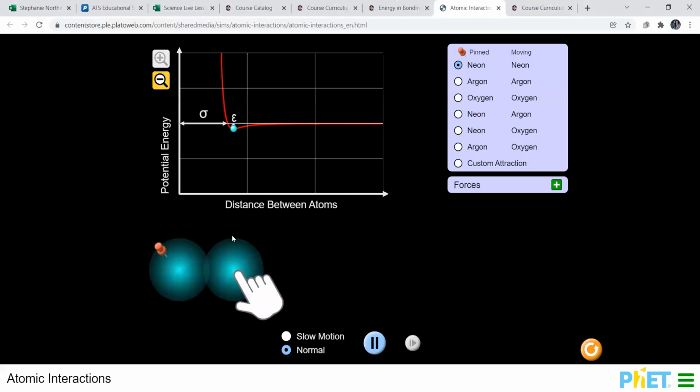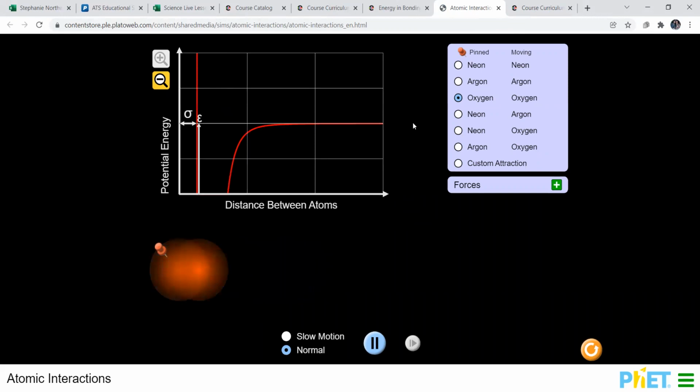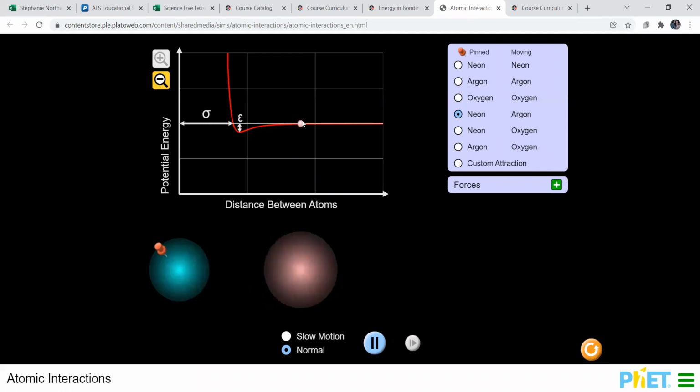Simulation, we can take a look at this. Distance between atoms, what's going on here. Here's just how they bounce back to each other. Bring it here, and then watch it roll back. Oxygen's slightly different than this. Neon's a little different as well. So as you can see, it's a little bit bigger.